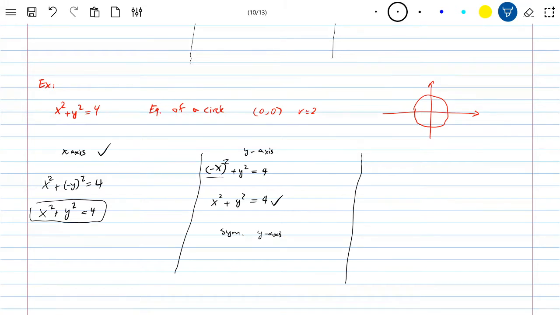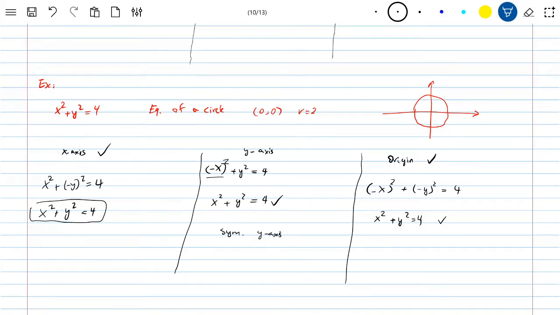And again, you can look at the graph and see it, but how about the origin? Replace x with negative x, so negative x squared, plus replace y with negative y squared, equals 4. So what do you get? Simplify: x squared plus y squared equals 4. Same equation. So I have symmetry about the origin as well.